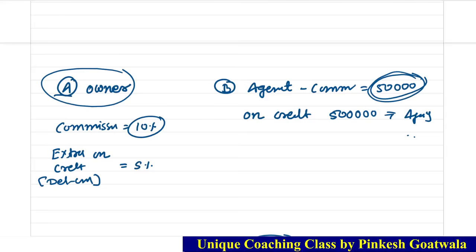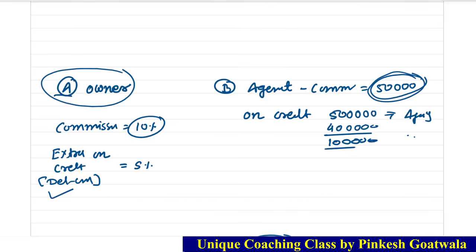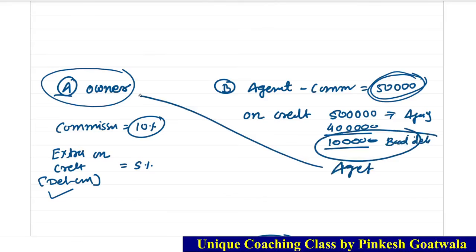So if the owner gives del credere commission and there is a loss, meaning there is a bad debt, suppose Ajay paid only 4 lakh and 1 lakh became bad debt. So here this bad debt is suffered by the agent, not the owner. The owner will refuse. Suppose the agent informs the owner that Ajay paid only 4 lakh and there is a 1 lakh bad debt. So what will the owner say? I don't know.